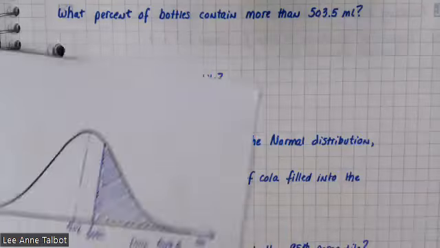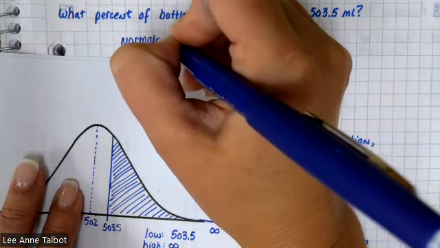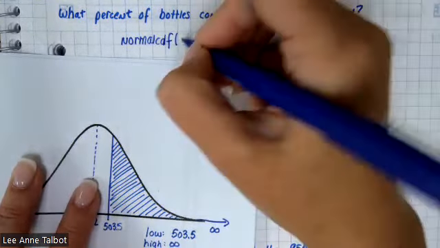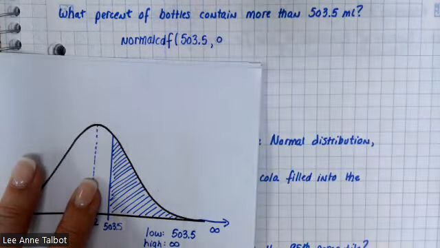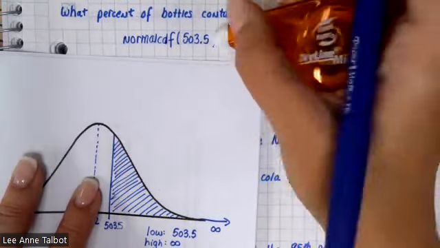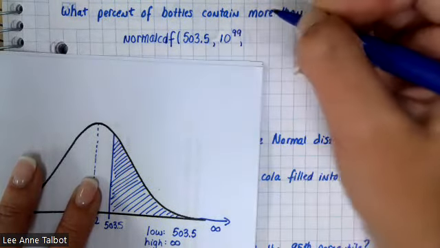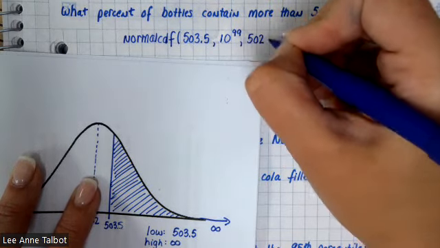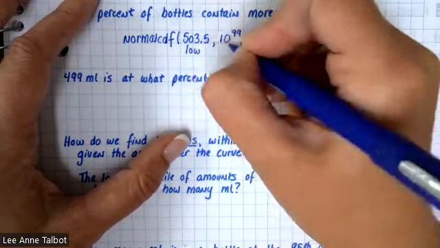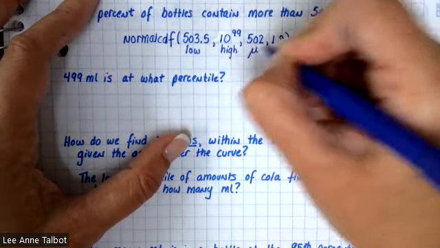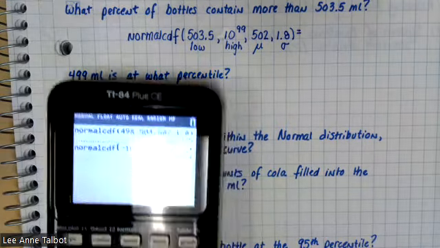So I'm going to write normal CDF. Low is now 503.5. And I don't want to write infinity, I want to write positive 10 to the 99. Then 502 for the mean, 1.8 for the standard deviation: low, high, mean, standard deviation, and then I actually need to do the problem.